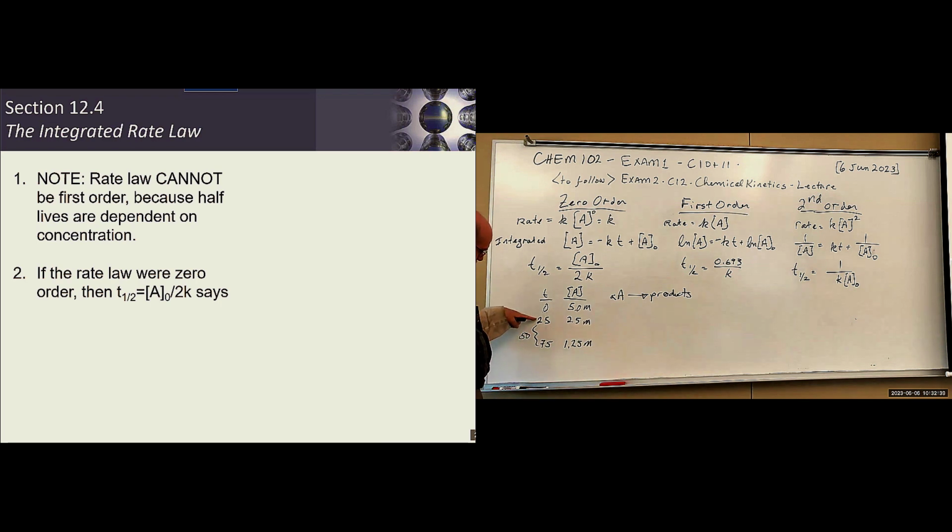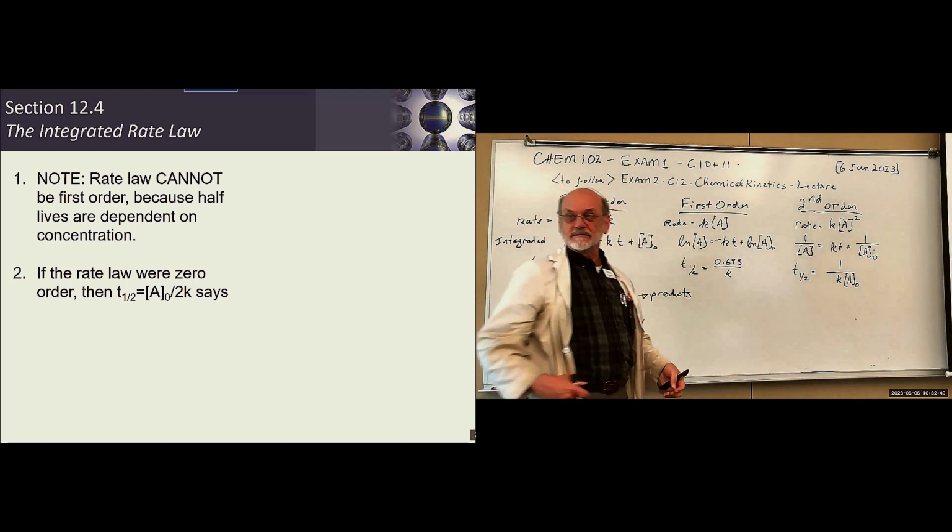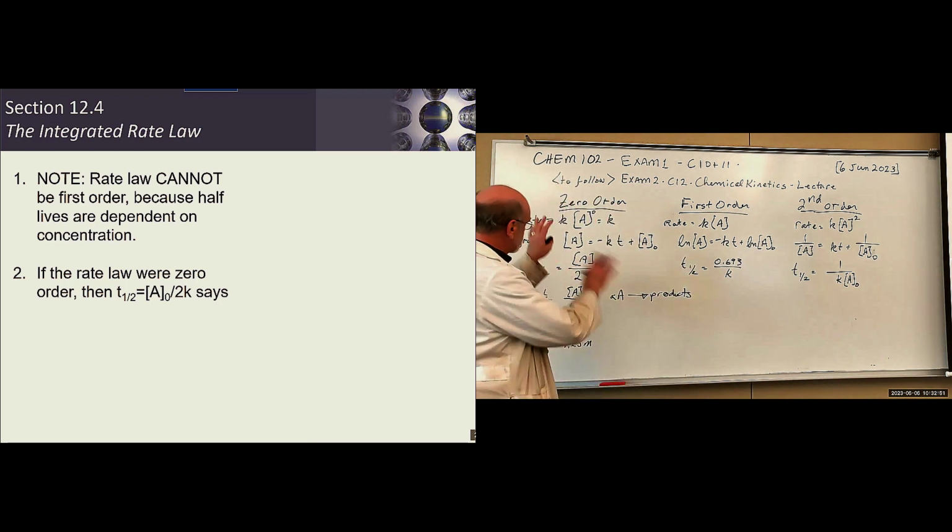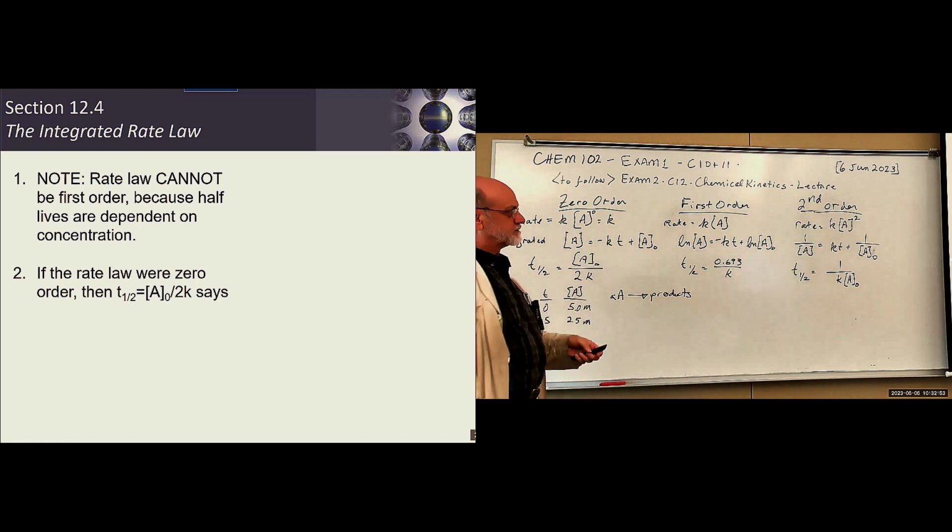Then this would be 25 and that would be 50 because the second half-life would be the same. Right? That would be nice if it was that way. Then we'd go straight to first order. But now we've got to decide between 0 and second order.